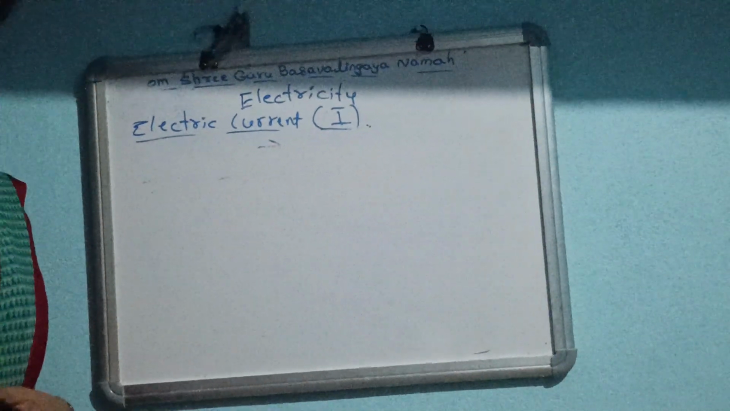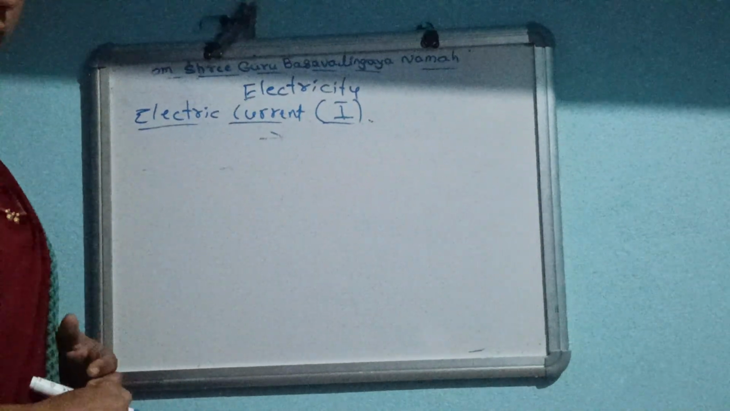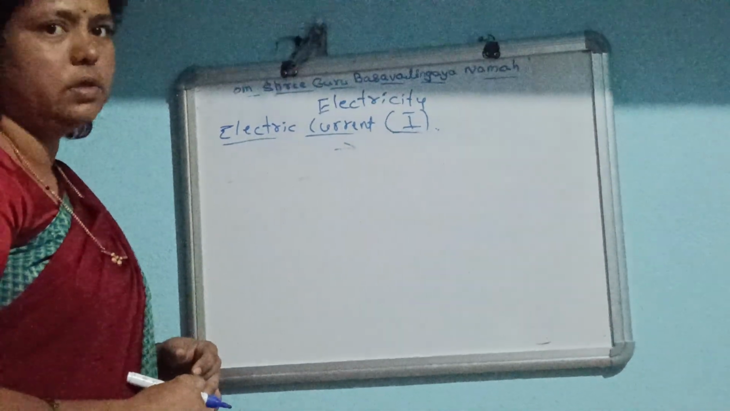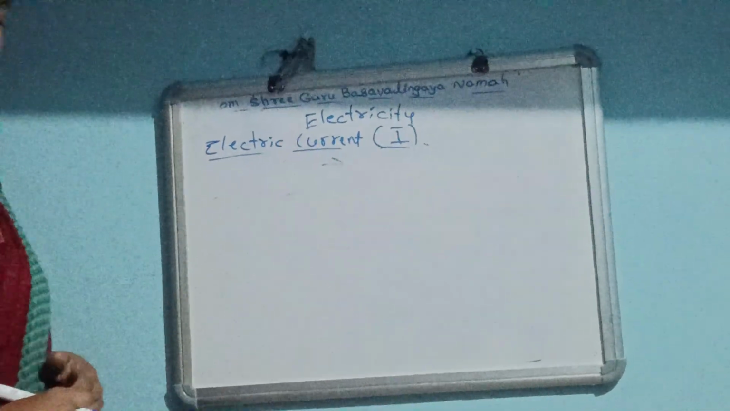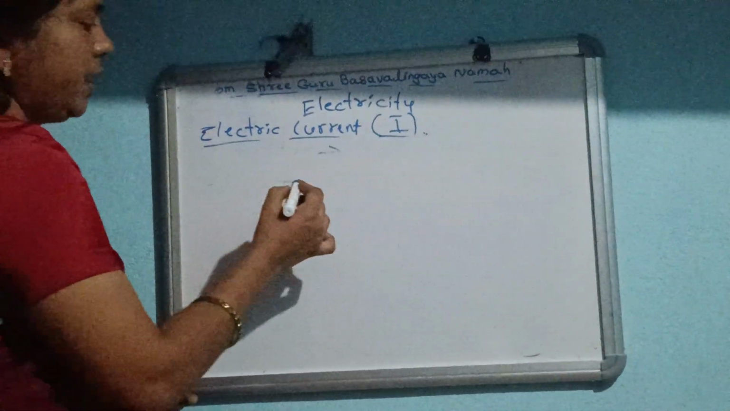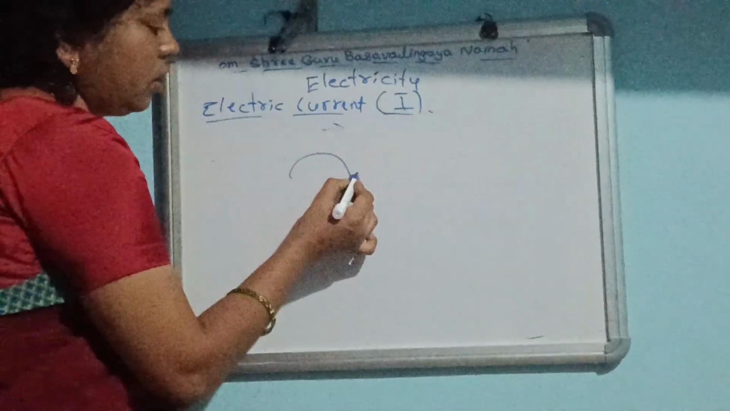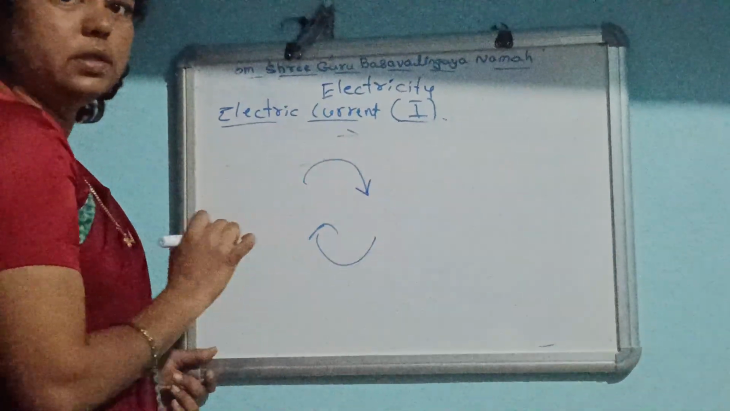In an electric circuit, the electric current flows in the direction opposite to the flow of electrons. The direction of current flow is either clockwise or anti-clockwise.